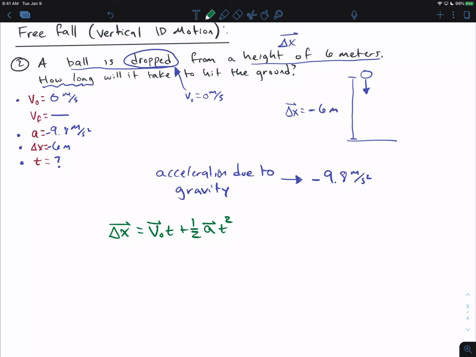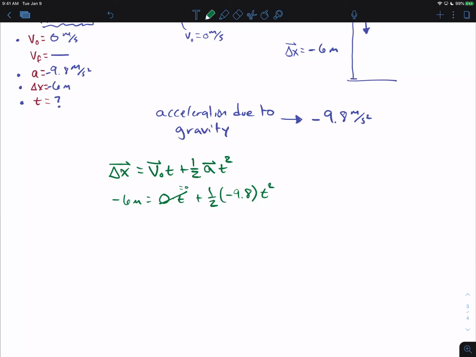I have my displacement is negative 6 meters. This is equal to my initial velocity, which is 0, times my time, which I don't know what that is, plus 1/2 my acceleration, which is negative 9.8, and time squared. Okay, so looks pretty good so far. Again, because this is time and this is time squared, this could be a little bit tough to work with, but because I have 0 times time here, really nice, we get to cross this out, because 0 times anything is 0.